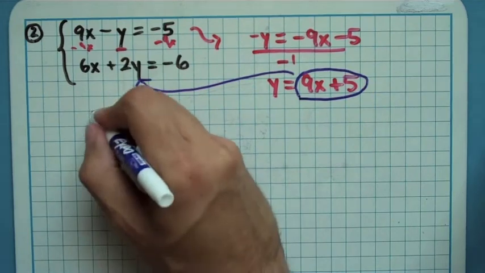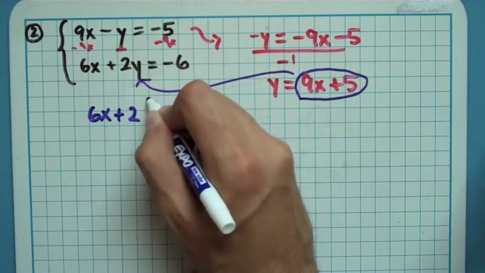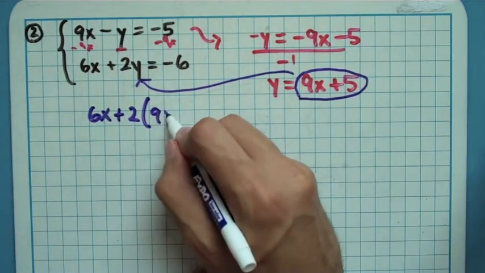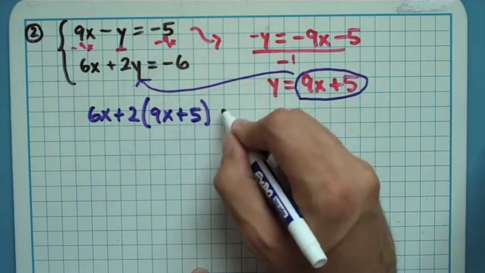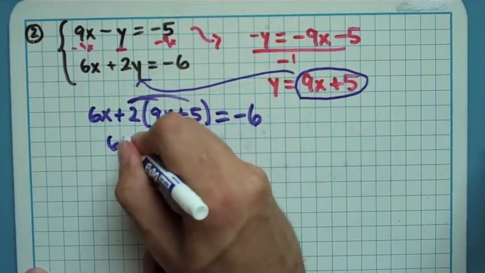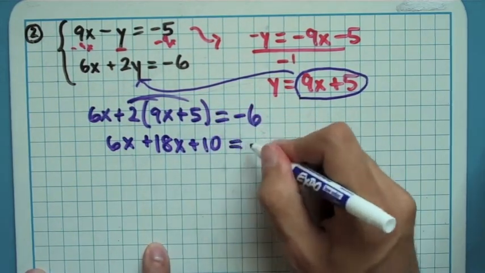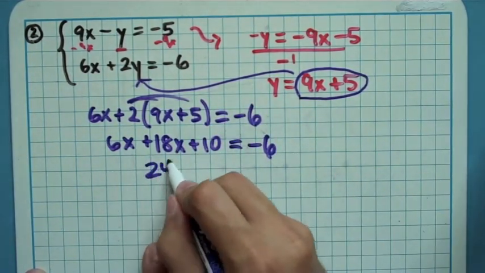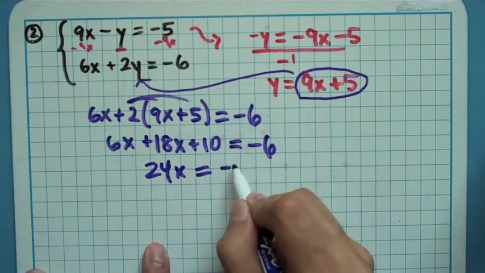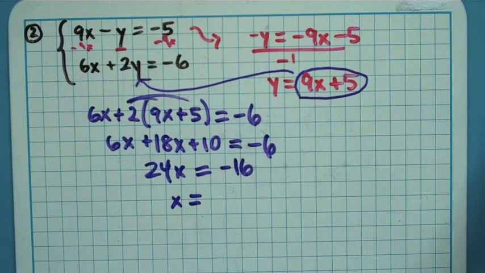And I'm going to write out what I get. So I have 6x plus 2, but instead of writing y, I'm going to write 9x plus 5 equals negative 6, and I just have to solve this equation. So I get 6x plus 18x plus 10 equals negative 6, combining like terms, subtracting 10. On this one, I do not get a whole number. I end up getting negative 16 over 24, which is 0.6 repeating, I believe.